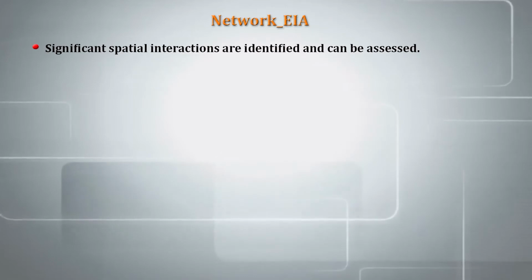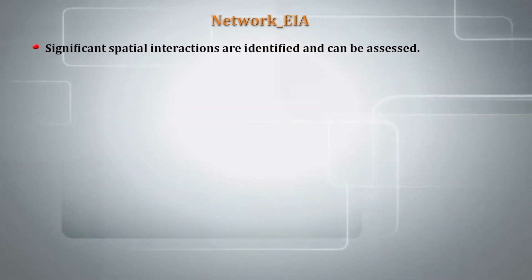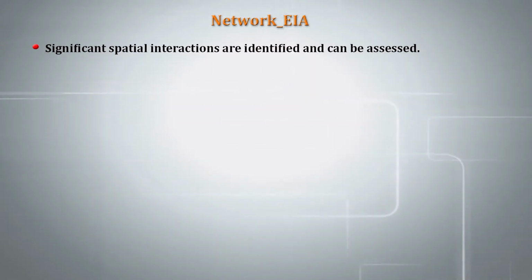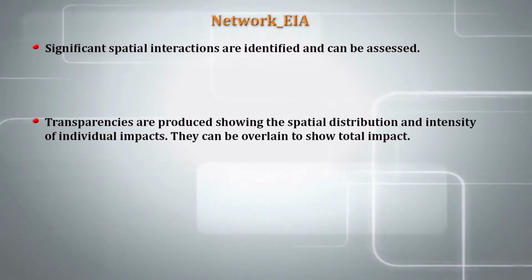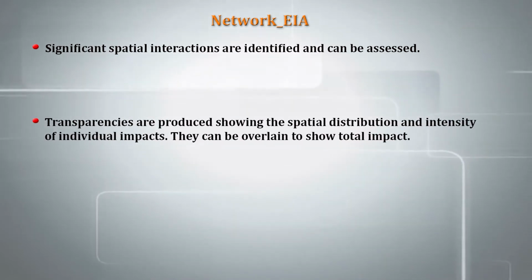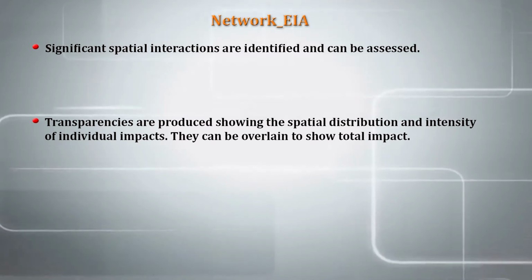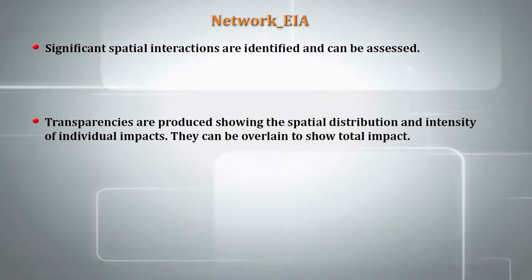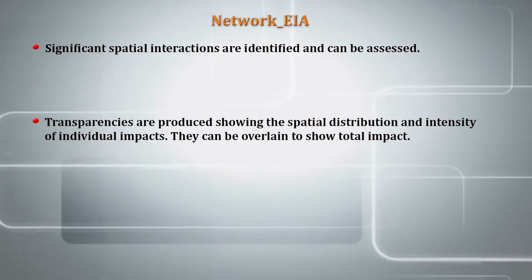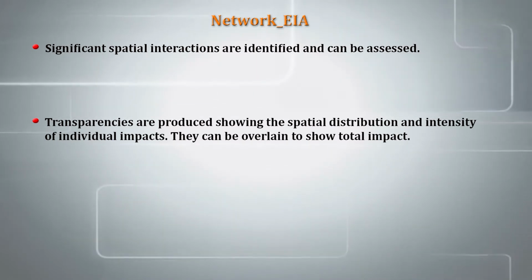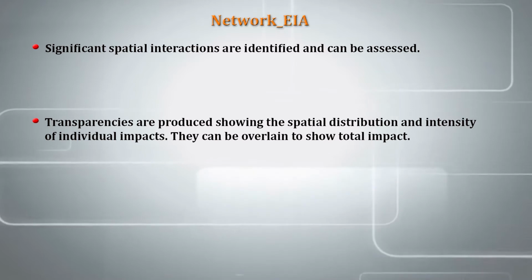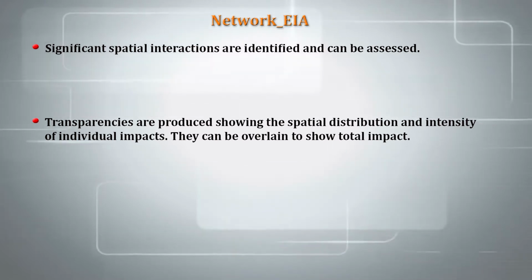When you place one above the other, that is basically called overlaying, and you will find a kind of spatial interaction that is significant enough and can be assessed also. There are a lot of interactions in the spatial interaction between one layer above the other. The transparencies are produced showing the spatial distribution and intensity of the individual impacts. When you place one above the other, ultimately you will get a cumulative impact or a total impact.